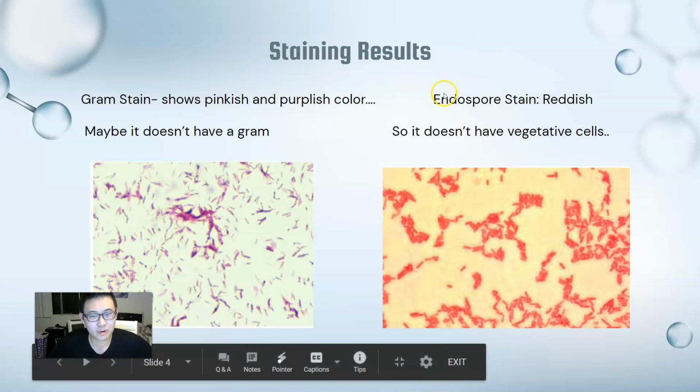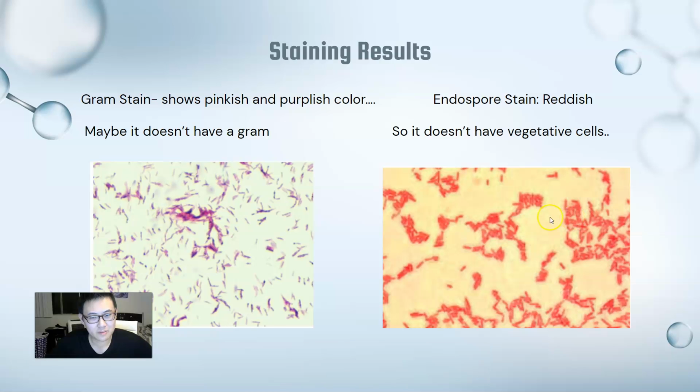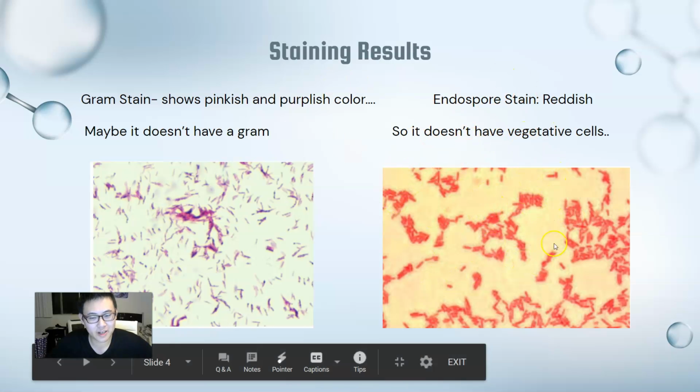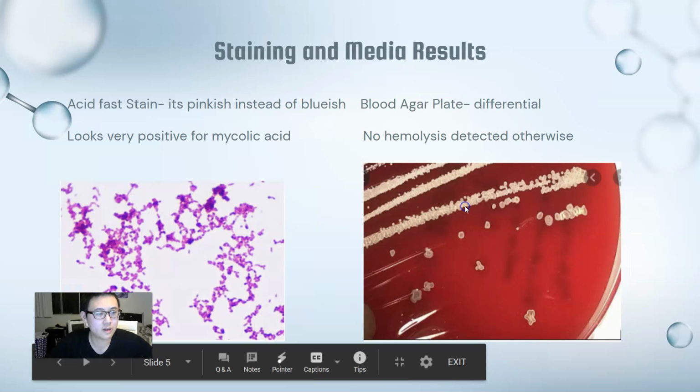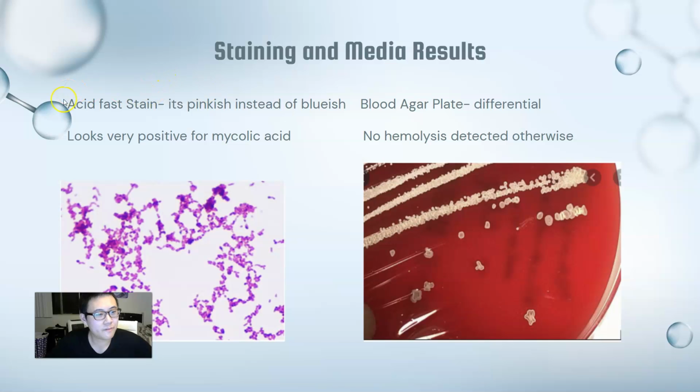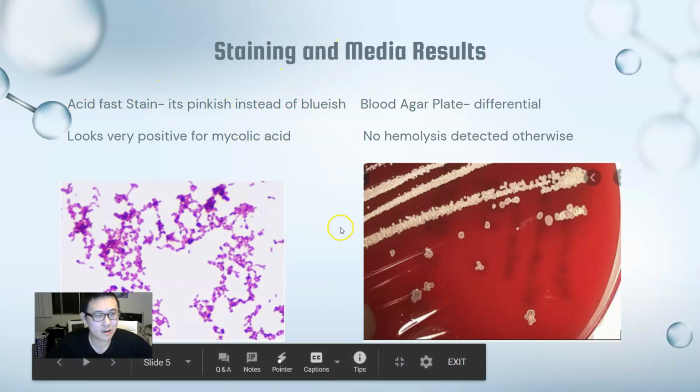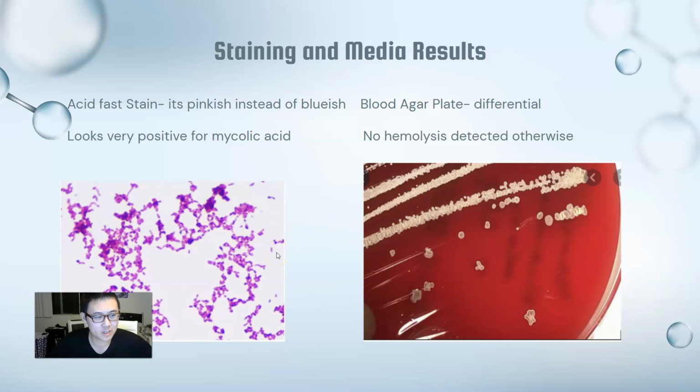For our endospore stain, it shows only red, which means that it doesn't have any vegetative cells. Otherwise, there would be some green spots around the area. So now for our acid-fast stain, our results show that it's pinkish instead of bluish. So this indicates that it's positive for mycolic acid.